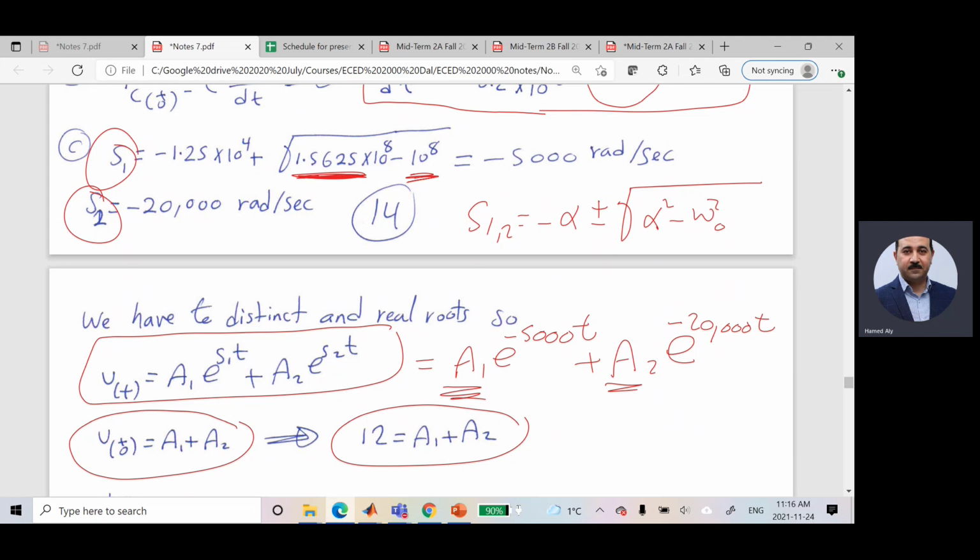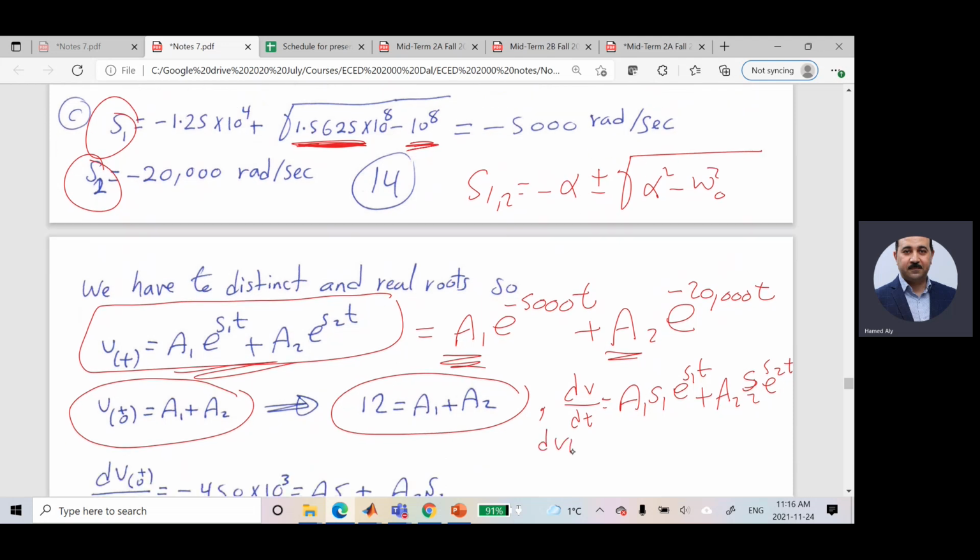Then I have to find the derivative of V. So dV by dt is equal to what? It is equal to A1 times S1 times e to the power S1t plus A2 times S2 times e to the power S2t. I will find the first derivative for those. Then I will find dV of 0 by dt, which will be equal to A1 S1 plus A2 S2.